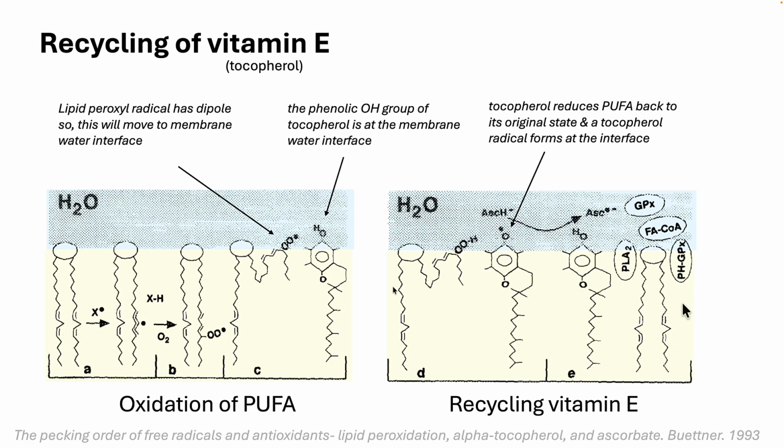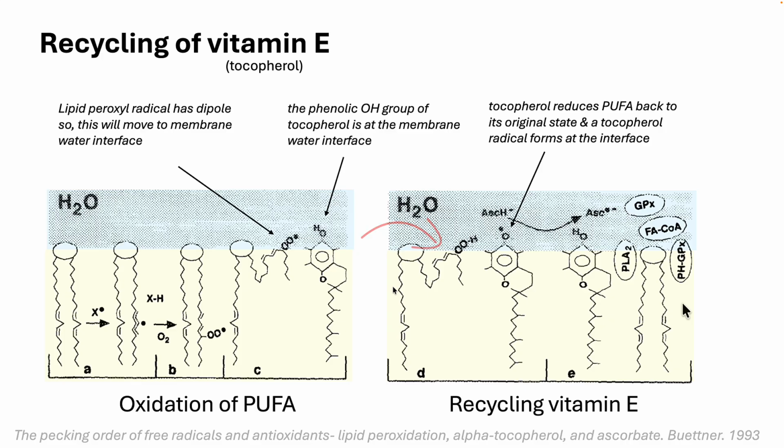When a lipid peroxyl radical forms, its increased polarity gives it a dipole-like behavior, so it moves towards the membrane-water interface. This is where the hydroxyl group of vitamin E is positioned. This enables a very efficient interaction between them. The vitamin E then donates a hydrogen atom to this radical and restores the lipid.